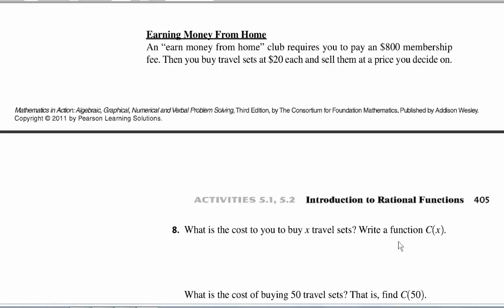So activity 5.2 starts on the bottom of page 404. We have an earn money from home club, right? It says it requires you to pay an $800 membership fee. Then you buy travel sets for $20 each and sell them at a price you decide on. And then question 8 begins with, at what cost is it to you to buy X travel sets? And then we're asked to write a function C of X.